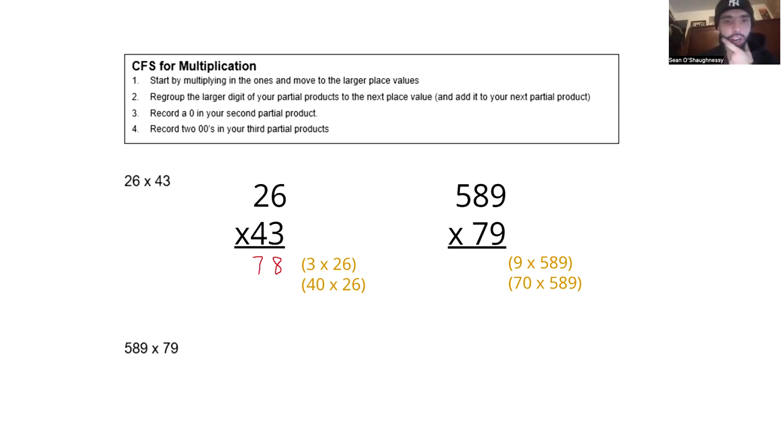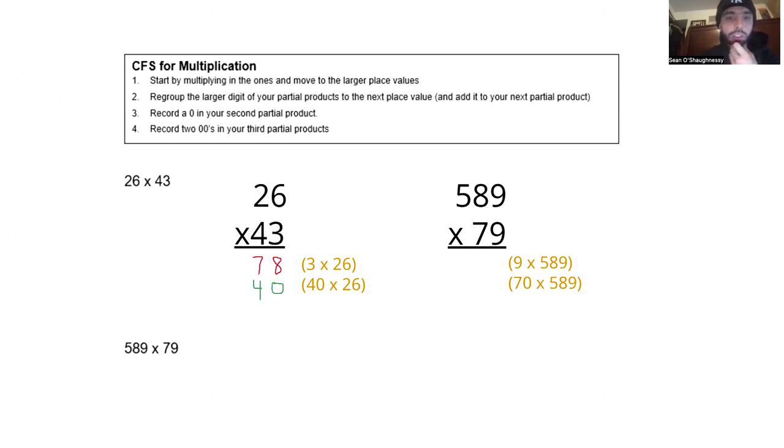My next partial product, I'm going to put a placeholder 0 here because now we're doing 40 times 26. So we do 4 times 6, but it's really 40 times 6. 4 times 6 gives you 24. Put the 4 here because that's in the tens place in this case. And put the 2 up here.